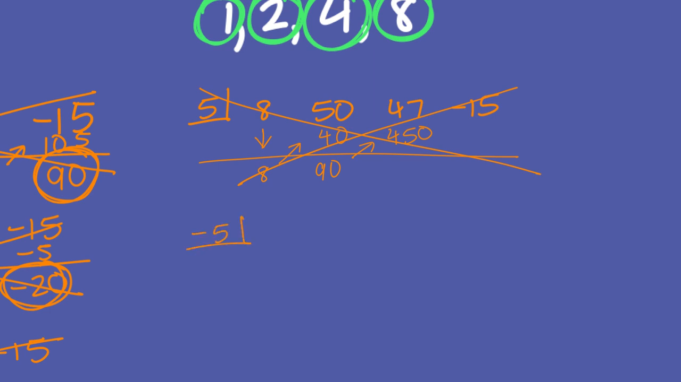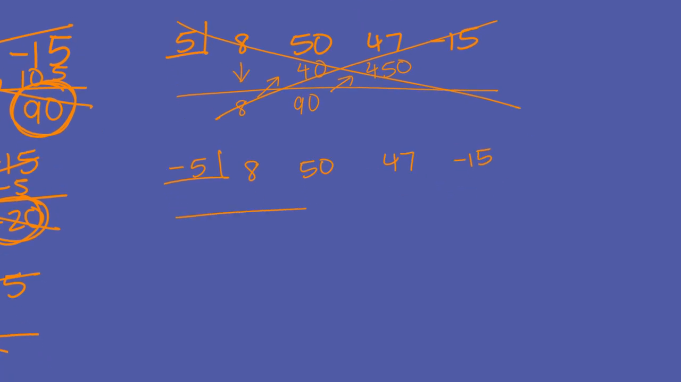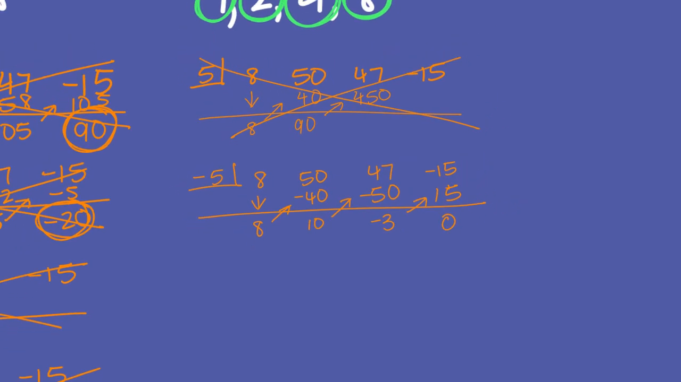Again, trial and error. Yes, you have to do this. 47, negative 15. Okay, bringing that 8 down. It's going to give me negative 40, which I have 10. I'm going to have negative 50, which gives me negative 3. And then this gives me a positive 15, and I have a remainder of 0. So negative 5 is a possible factor. So I'm going to go ahead and circle that one.